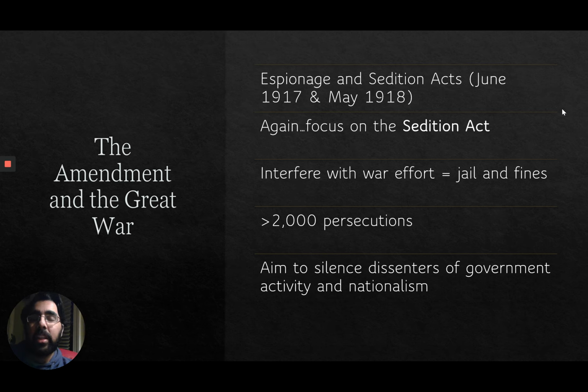During this time, there are over 2,000 prosecutions violating these acts, right? And they can be pretty loosely based. It could be because you might have been of German descent. It could be because you weren't too keen on the draft. It can be because you were just unsure of what the U.S. should do or would do in the war. If any of those come up, you can be subject to fines and jail time. And it aims to silence any dissenters of government activity and nationalism.